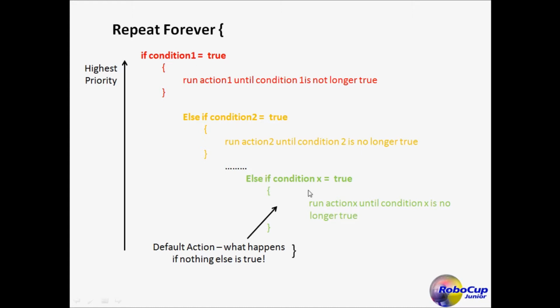We can have as many conditions and statements as we like. And at the bottom, we'll have a condition which is considered the default action. What happens if nothing else is true? So it'll probably be a conditionless statement. And also it'll probably be a small action, for example, just go forwards forever. So now let's turn to writing our first program.